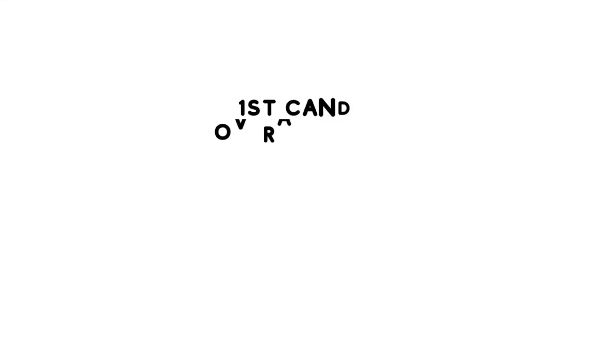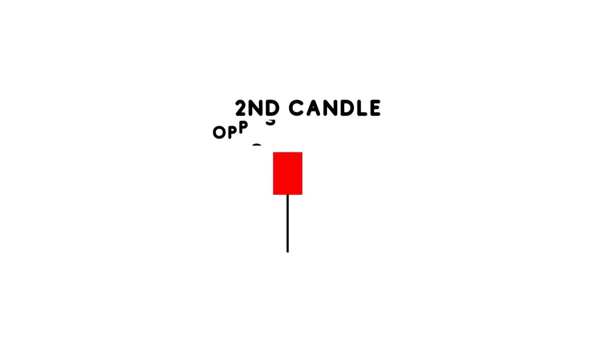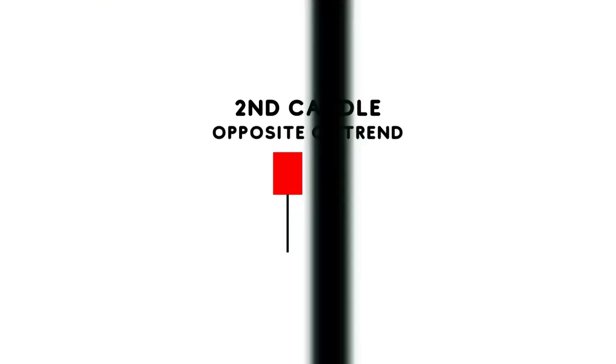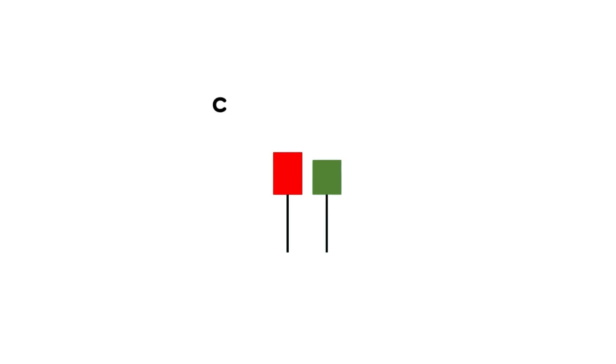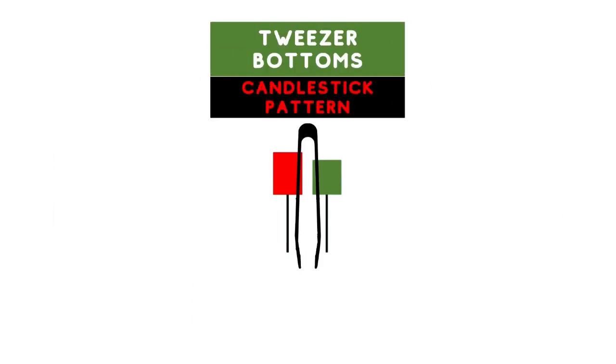The first candle will be the same as the overall trend. So if the price is moving down, the first candle will be bearish. The second candle will be the opposite of the overall trend. So as before, if price is moving down, the second candle in this pattern will be bullish. Another characteristic is that the wicks of the candle should be equal or near equal length. They should also have the same lows. This is the tweezer bottoms candlestick pattern.